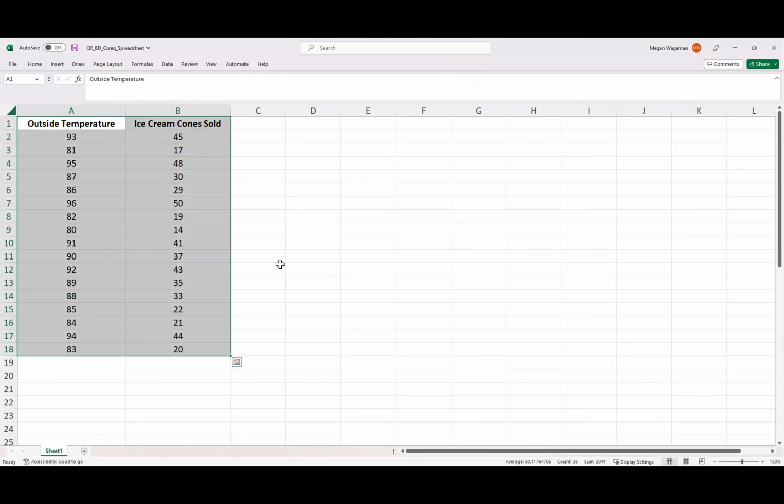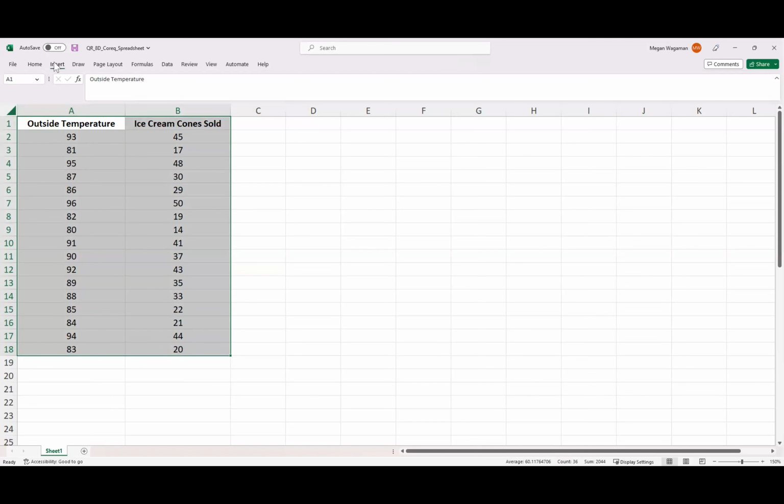The first thing I did is highlight all my data. I will do that again. I clicked down here, kept holding the left button down, and dragged all the way down to this corner so that both columns are highlighted. It helps to have what you want on the horizontal axis be first, and that's the way it is. So we have temperature first, ice cream cones sold second.